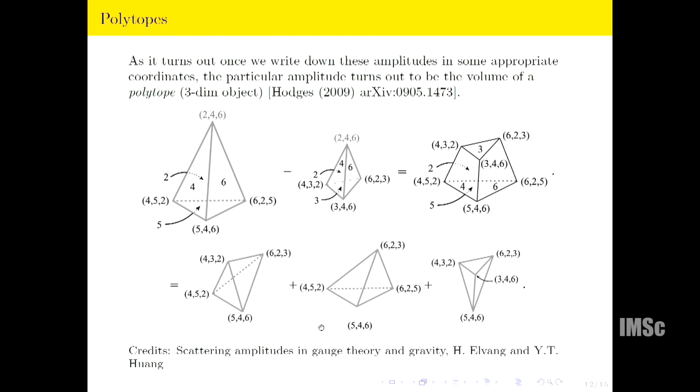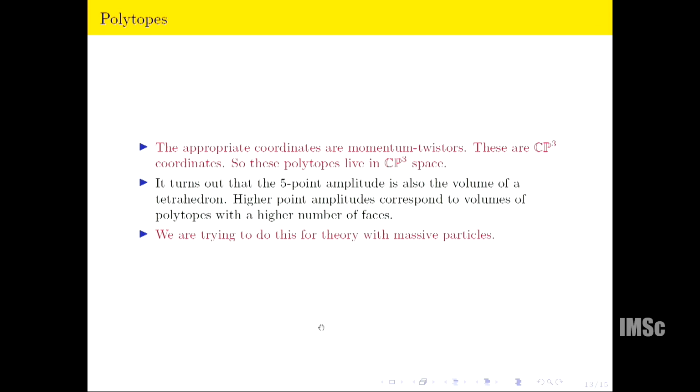So for instance, 6-point corresponds to a polytope with 5 faces. A 5-point amplitude corresponds to the volume of a polytope that has 4 faces, that's a tetrahedron, and so on and so forth. That is very unexpected, and technically these polytopes live in CP3 spaces, and the coordinates are momentum twistors and so on. This is a well-known result since, I think, 10 years now, and what we are trying to do is do something for massive particles.